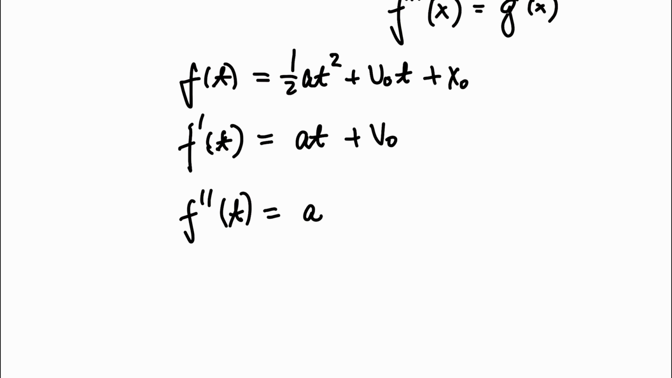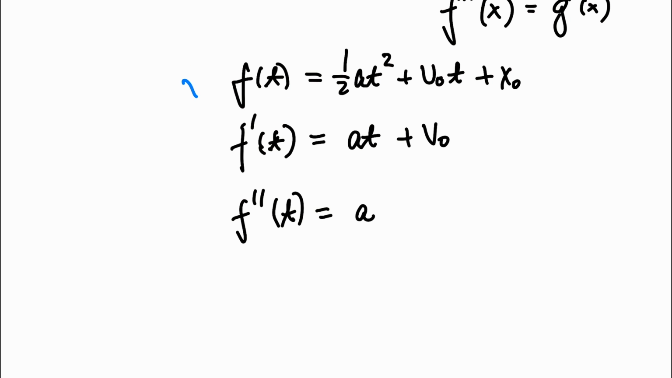And there is a special name for each of these. That's just the position. And the slope of the position is the instantaneous velocity. And the change of velocity is just the acceleration.